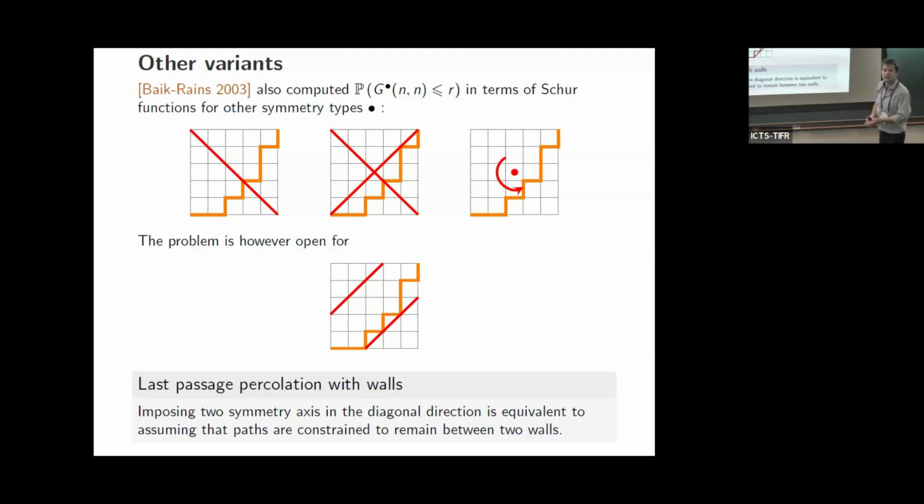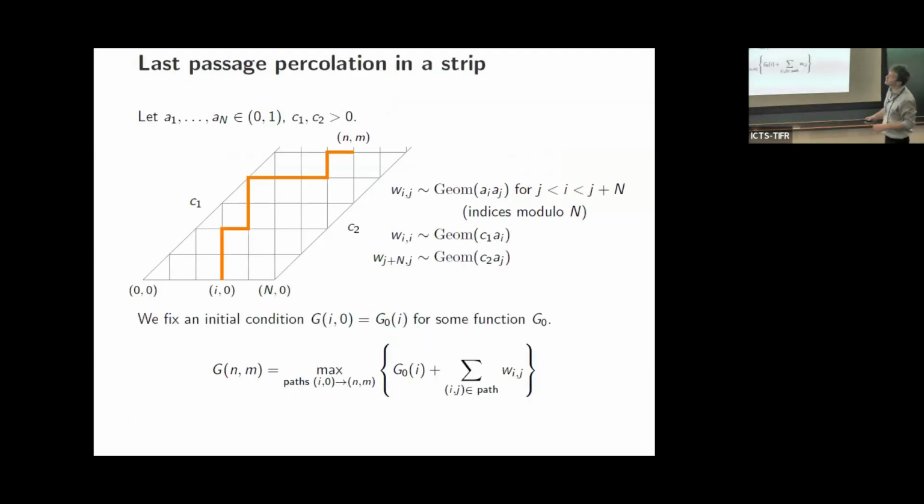Okay. But it's a good point. So actually here, instead of assuming that I have a symmetric matrix, since I'm taking a maximum over paths, I can very well just restrict my maximum over paths and assume that my path stays between the two red lines. Because if the path was going somewhere else, because the weights are symmetric, the sum of the weights along that path would be the same as for some path that is inside. So the problem is equivalent to looking at the last passage percolation time, but where paths are constrained to stay between two walls. That's the problem.